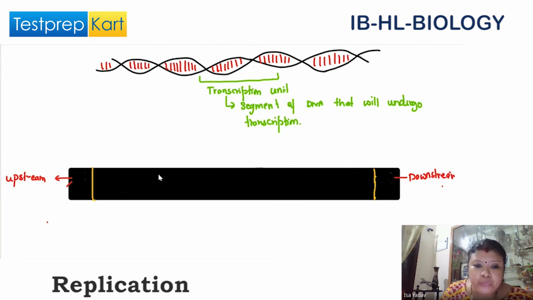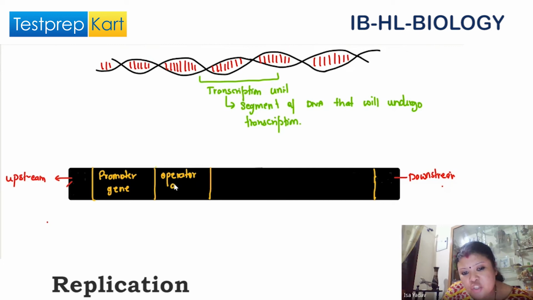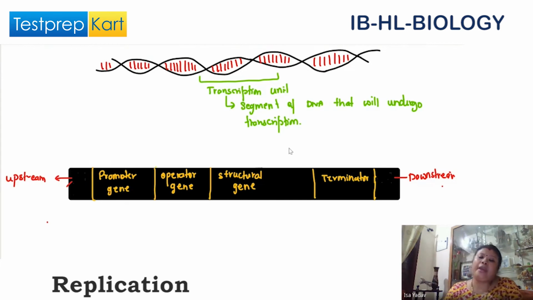So here we will have the promoter gene, which is upstream. Then we have the operator gene, which is also upstream. And then here we'll have the structural gene. And finally at the end, we will have the terminator gene.